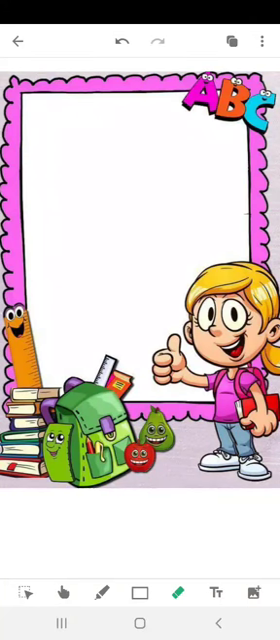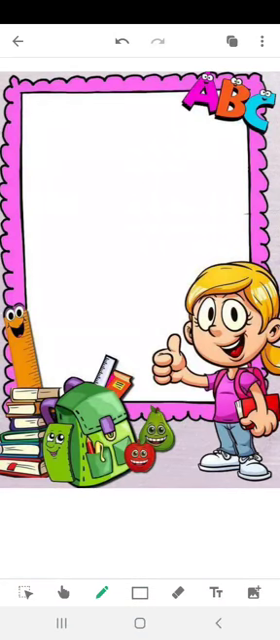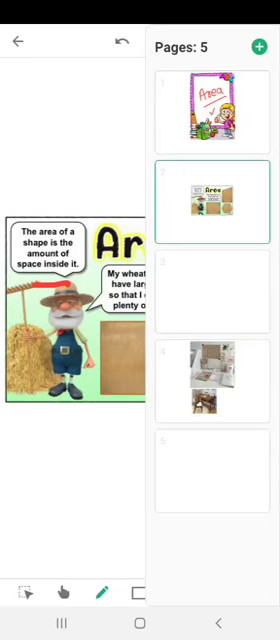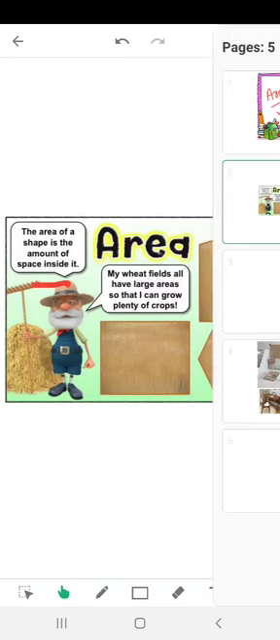Hello everyone. In the last video, we talked about the perimeter of a shape. Now let us think about the area of a shape. What is area? So we know a little bit about area. The area of a shape is the amount of space inside it. If we are talking about fields, we can say the space where we grow the crops is the area of that particular field.